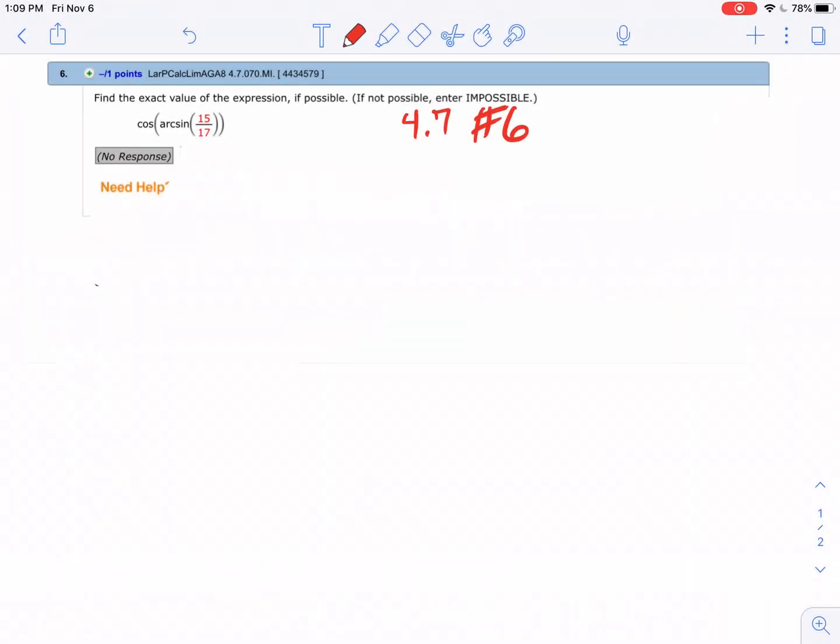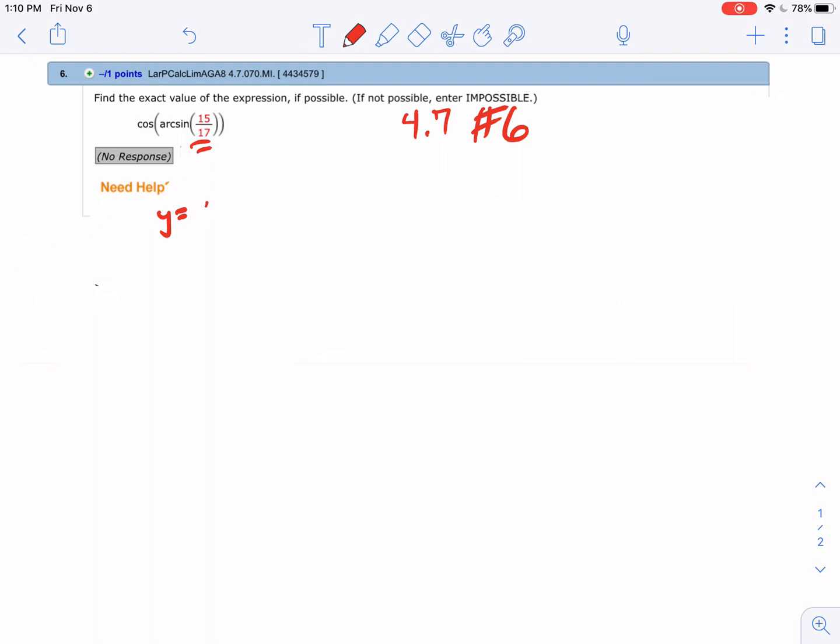4.7 number 6 is doing the cosine of the arc sine. And again, when I see numbers like that, I know they're not on the unit circle, so I don't go to the unit circle to help me out. A couple questions, like you can let the inside be some variable, so I'll let it be y. And if you watch my video in problem 5, this will make sense.